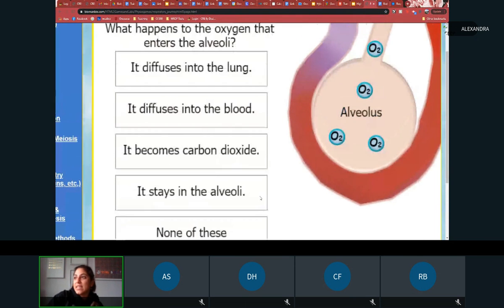It diffuses into the lung. Okay, so we've got to the lung as one answer. What else? What happens to the oxygen that enters the alveoli? So we've got to the lung. Okay, what do we think? What are some other thoughts? Spencer, Cole. Is Cole still here?